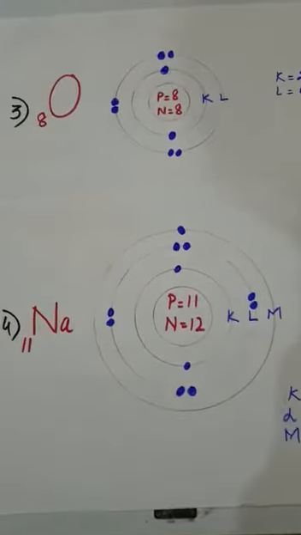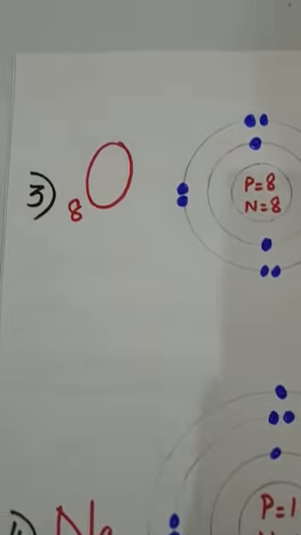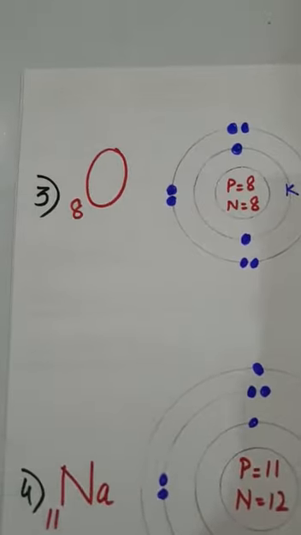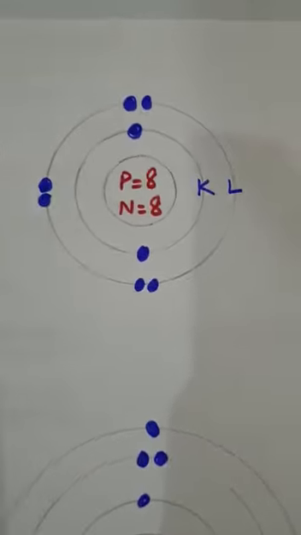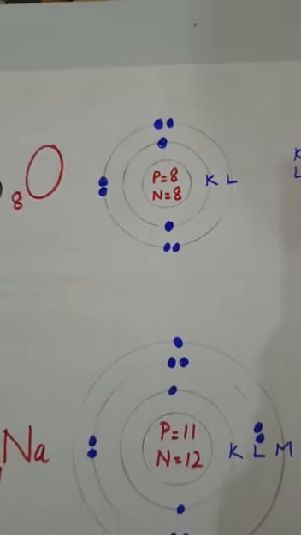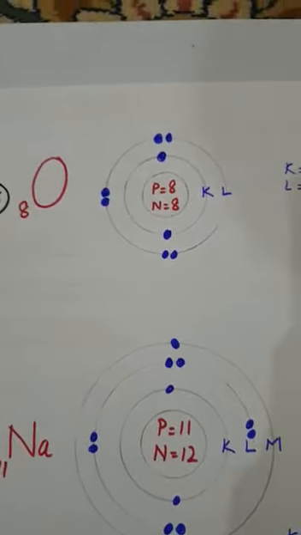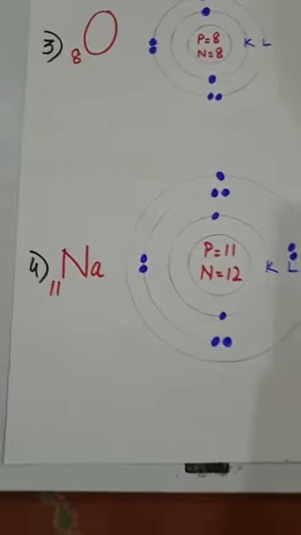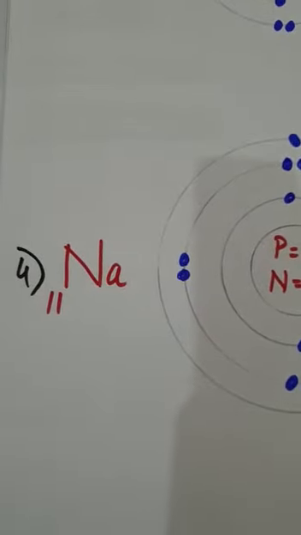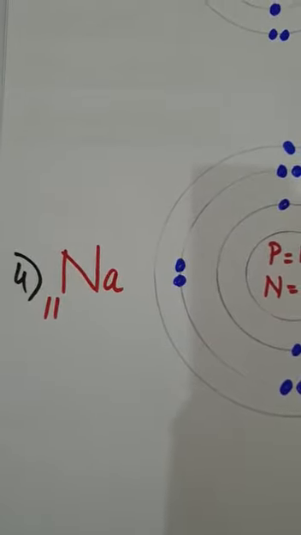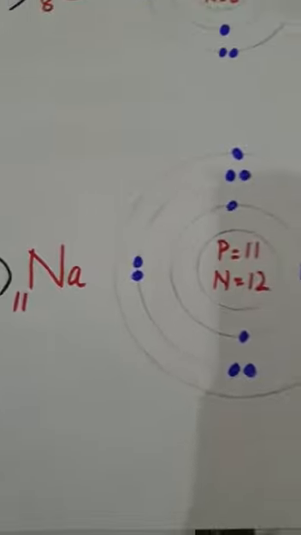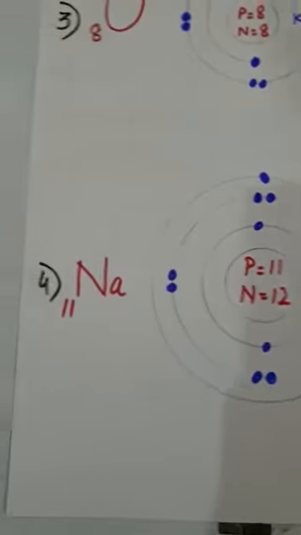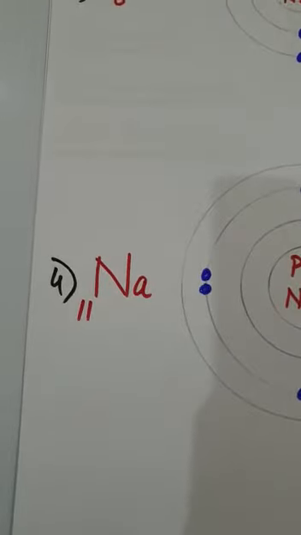After that we discuss a third example, and the third example is the oxygen atom. Why is its atomic number 8? Because it contains 8 protons. For that reason the atomic number of oxygen will be 8. After that we discuss a fourth example, and that fourth example is sodium. The atomic number of sodium is 11. Why is it 11? Because it contains 11 protons. For that reason the atomic number of sodium will be 11.